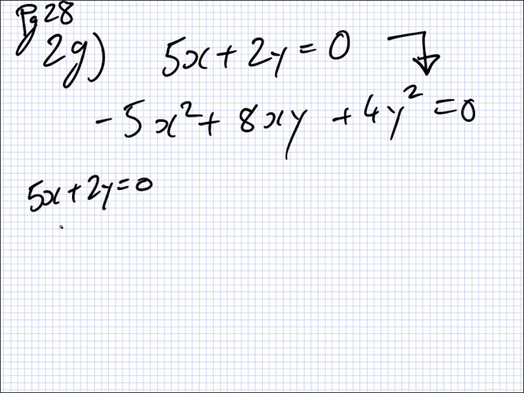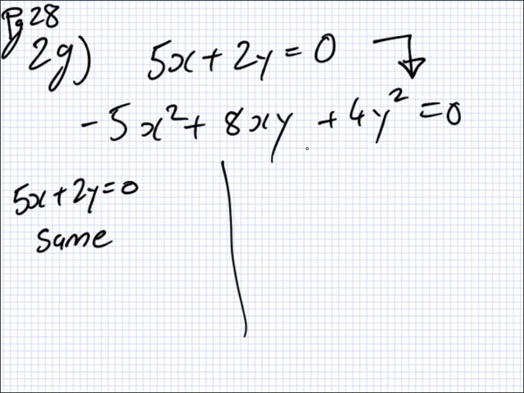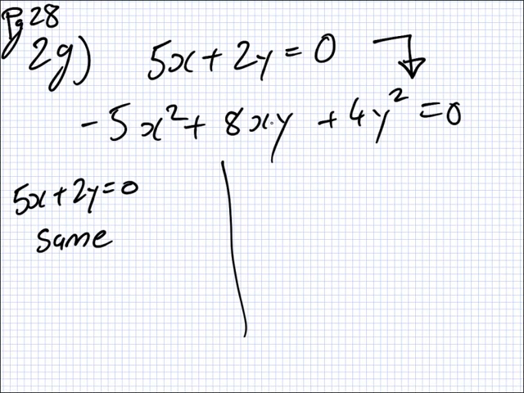Now I'll keep the first one the same. Let's try and clean up the second one here. Let's try and factorize the second one. So the first one has to be an x and a y, and an x and a y. Now look at the back. You have 4y squared. So what could you have here and here? 2 and 2, or 4 and 1. Let's go with 2 and 2.